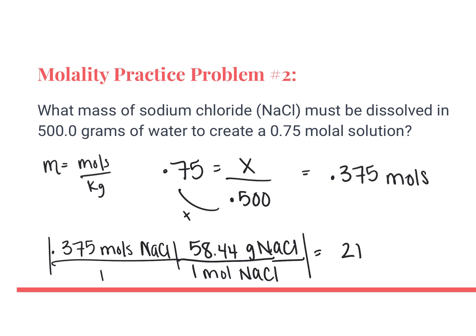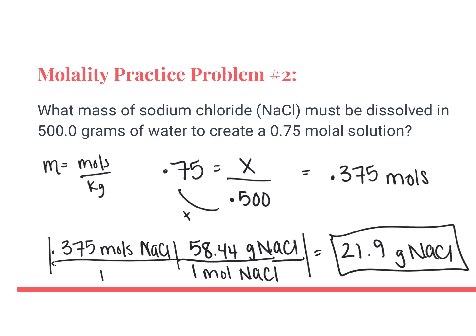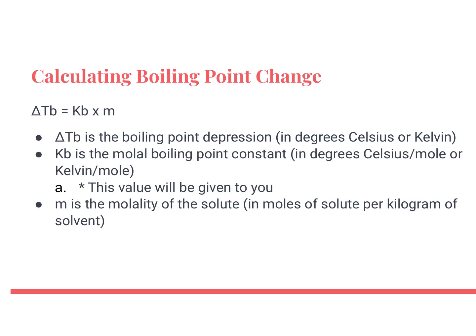I'm going to say 21.9 grams of NaCl. So now we're going to look at, well, how do we actually calculate, like, by how much does boiling point or freezing point change when we add, let's say, salt to boiling water? Okay. If you didn't write the equation down for boiling point change, go ahead and copy this equation down.